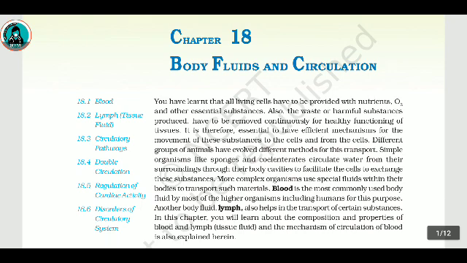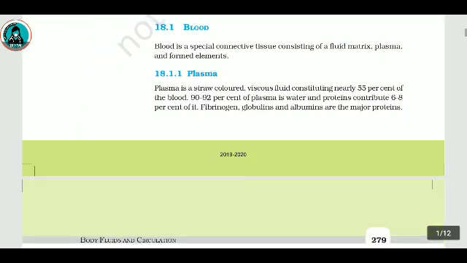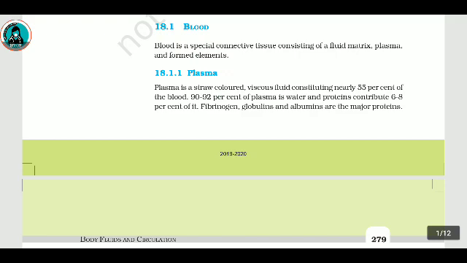In this chapter, you will learn about the composition and properties of blood and lymph (tissue fluid), and the mechanism of circulation of blood is also explained herein. 18.1 Blood. Blood is a special connective tissue consisting of fluid matrix, plasma, and formed elements. 18.1.1 Plasma. Plasma is a straw-colored viscous fluid constituting nearly 55% of the blood.